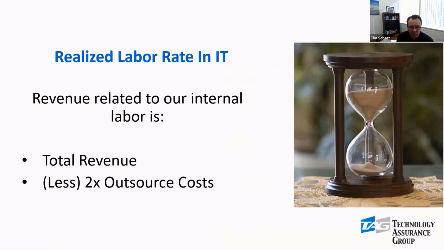Why is that? Why would we take our MSP revenue and not back out our outsourced costs, but back out twice our outsourced cost? Does anybody have a guess or want to volunteer an answer? Dale, you don't count. You know the answer. Does anybody have an idea? Even if it's a guess? No, there's no wrong answers here. Any guesses? Why would we take 2 times the outsourced cost?